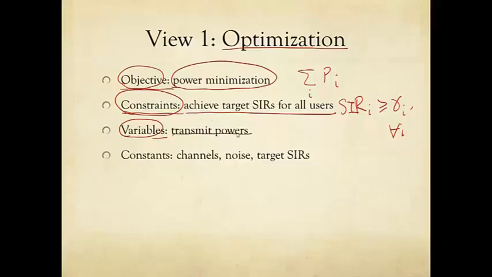And then you need to vary the degree of freedom. In this case, obviously, it is the set of transmit powers. And everything else are constants, including the channel conditions, the G_ij's, the noises, n_i for each receiver, and the target SIRs, gamma. Towards the end of this lecture, we'll also see what would happen if these target SIR values become variables as well. But for now, they are held constant. Now, once you have an objective function, a set of constraints, and you know what is variable and what is constant, then you have an optimization problem.